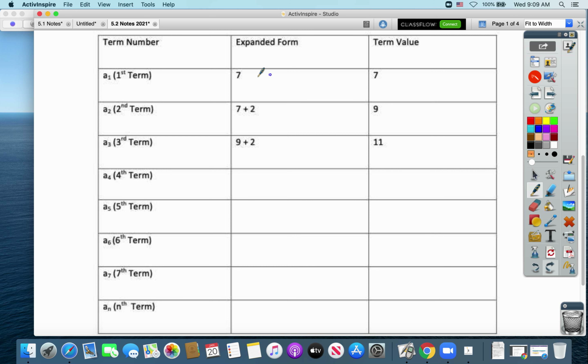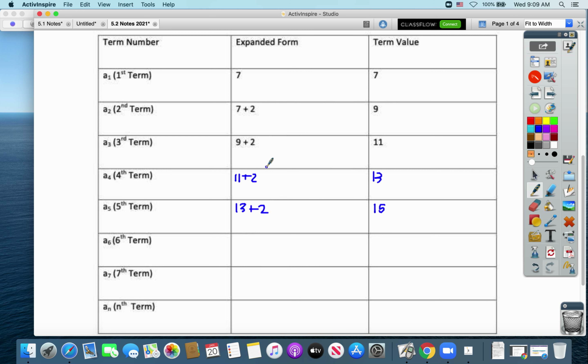Following this pattern, they did 7, and then 7 plus 2 is 9, and then 9 plus 2 is 11. So next we would do 11 plus 2, which is 13, and then 13 plus 2, which is 15. And I think you could figure out the next two in that pattern. And then we get down to this bottom box and it asks us to figure out the nth term. So this means we're trying to generalize for any term in the sequence.